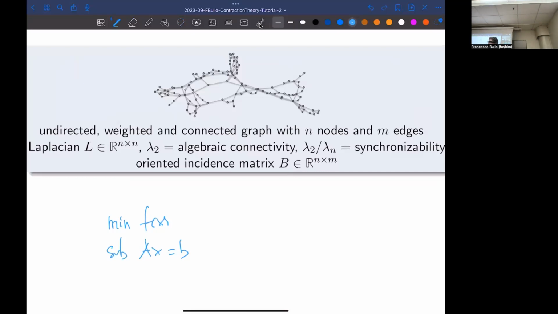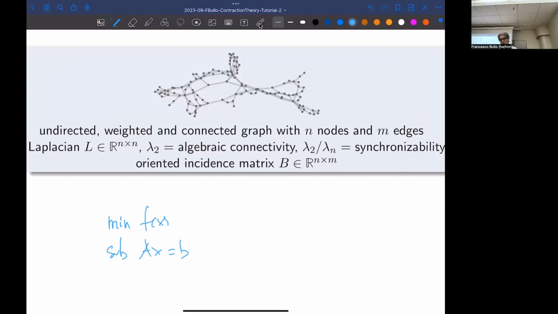So I would like to consider an undirected, weighted, and connected graph over n nodes and m edges, and I let capital L denote the Laplacian of this graph. Lambda 2 is algebraic connectivity, which is the smallest non-zero eigenvalue of the Laplacian, strictly positive because the graph is assumed to be connected. And then I am also going to define another quantity, which is less famous, and that is the ratio between lambda 2 and lambda n. Lambda 2 being defined as algebraic connectivity, lambda n is the largest of the eigenvalues of the Laplacian. So this number is 1 or less than 1, because lambda n is the largest.